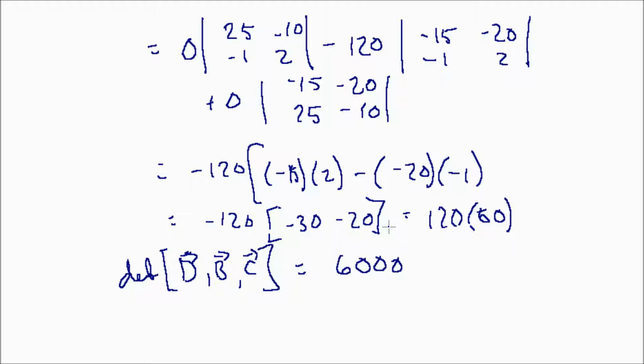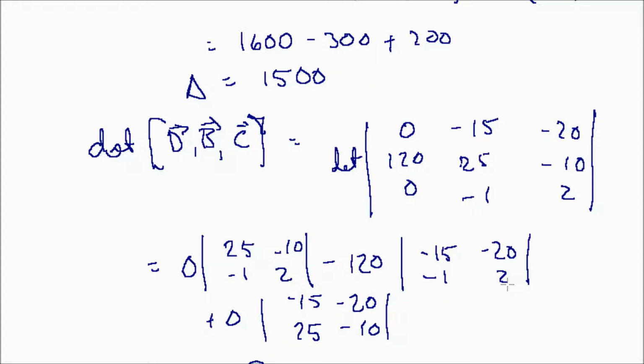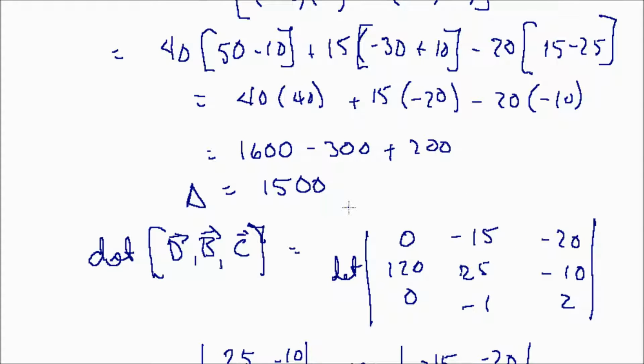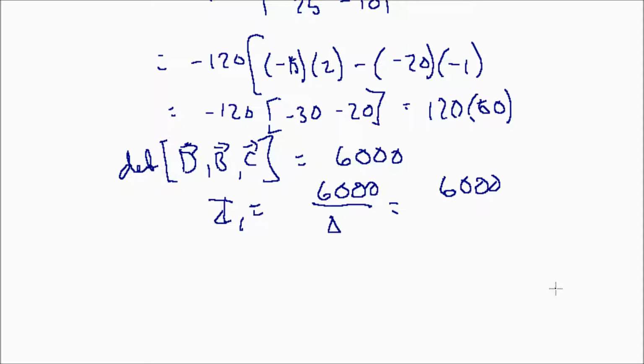Okay. So what that says is that we can determine I1 right away. It is equal to 6,000 divided by delta. Let's go back up and look at what we got for our delta. Our delta was 1,500, so that comes out to 6,000 divided by 1,500. And that means that I1 is equal to 4 amps.